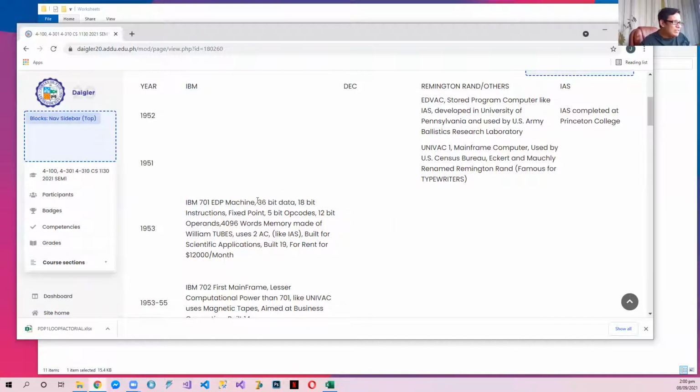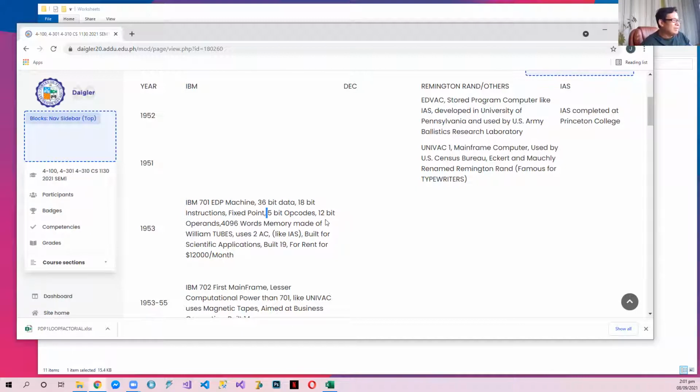Remember, the IAS is 40-bit data and 20-bit instructions. So it just moved a little, no? Instead of 40 bits, it's a copy and paste. For me, it's a copy and paste because they just reduce the 40 to 36 and the 20 to 18, which means that there's also a left and right instruction. So remember that the IAS has 8-bit opcodes, no? The 701 has 5-bit opcodes and 12-bit operands. They follow because it's smaller, 18 lang eh. May kulang, no?